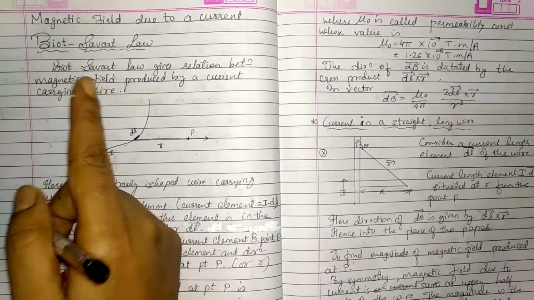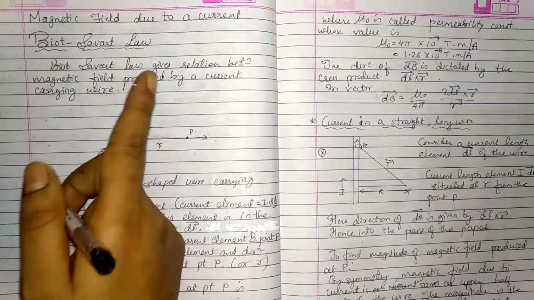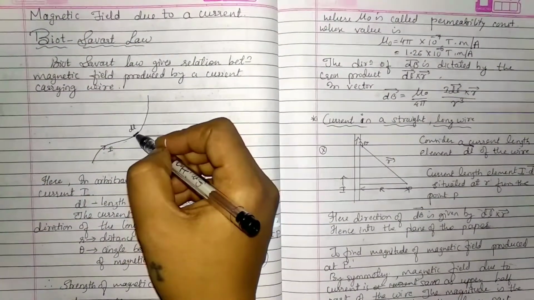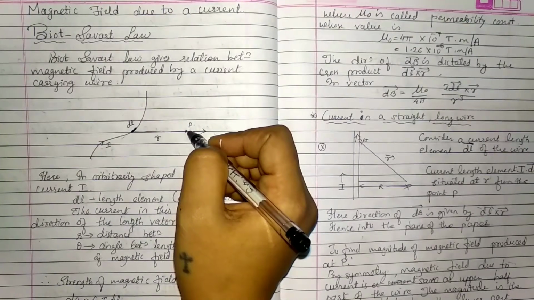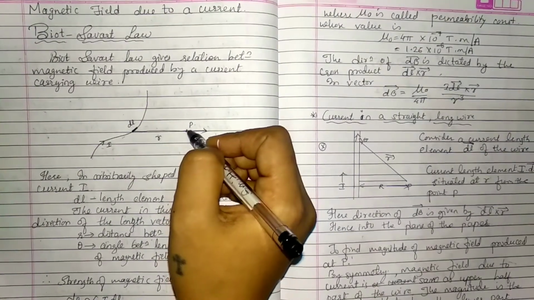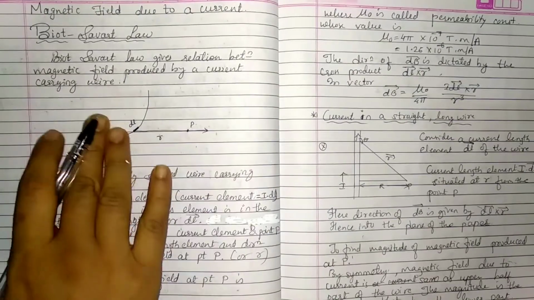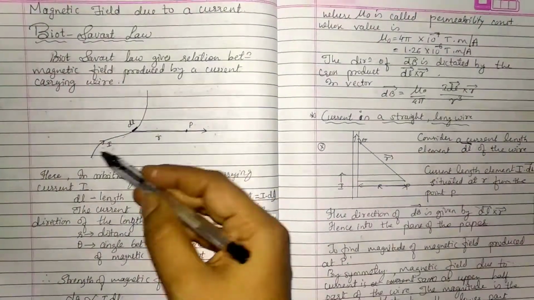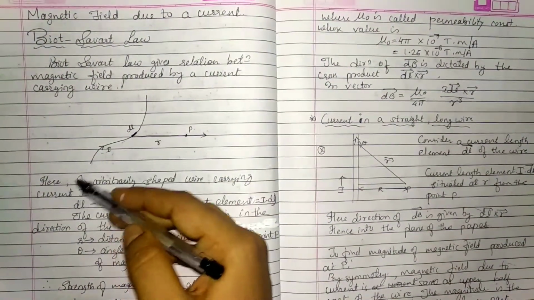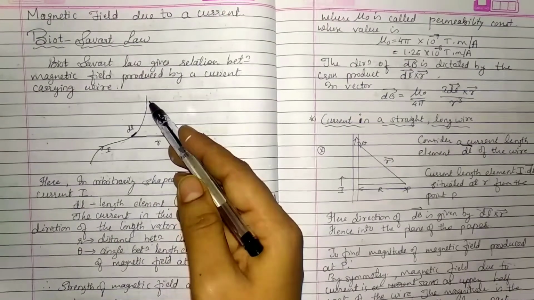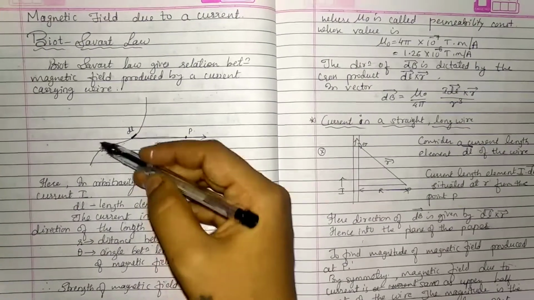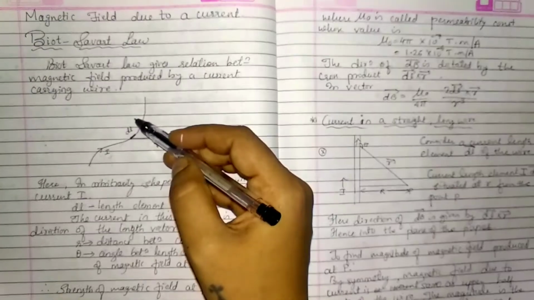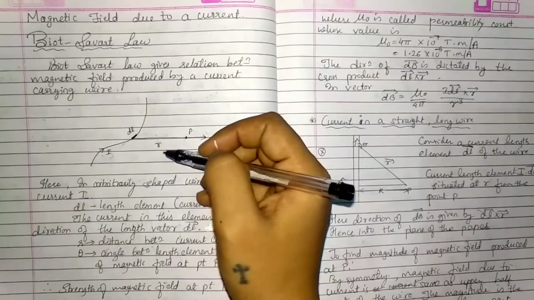So Biot-Savart's law purely gives us the relation between the current carrying wire and a certain reference point where we are considering what will be the magnetic field due to this current carrying wire. Here I have taken an arbitrary shape wire carrying a current I. The current in the differential length element dl produces a differential magnetic field.